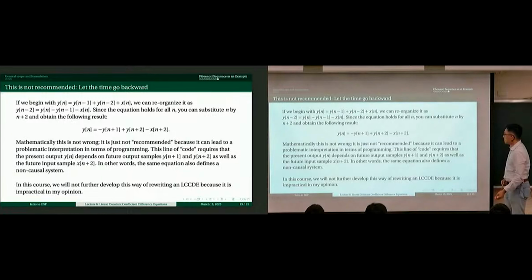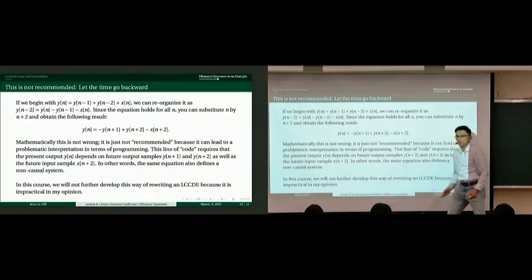It's just not recommended, because I think it can lead to a problematic interpretation in terms of programming, right? Because this line cannot be implemented. The future hasn't happened yet. It's going to be problematic in that the code requires the present output to depend on future output samples, these two samples, as well as the future inputs, one future input sample. So now this system is non-causal because the present is affected by the future, if you think of this as one line of code.